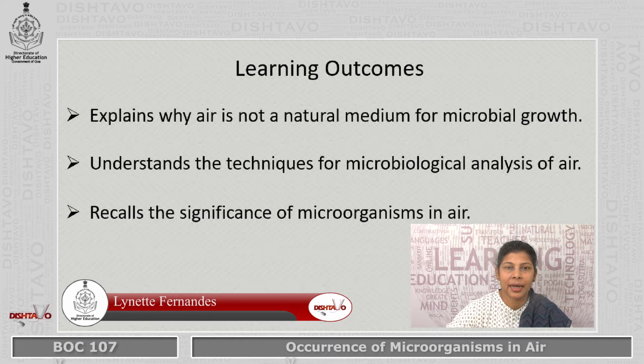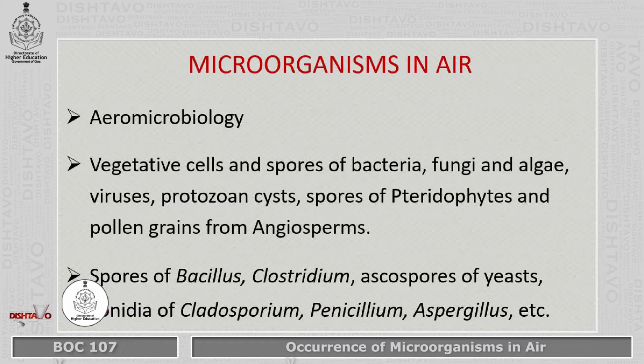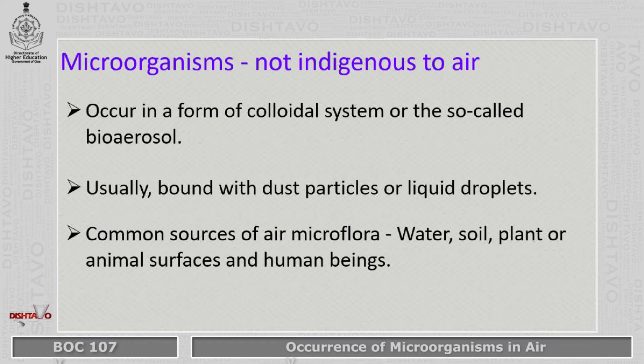The microorganisms present in air are studied under the heading aeromicrobiology. It is an applied aspect of aeromicrobiology. In air, there are various kinds of microorganisms. They might be present in the form of vegetative cells and spores. So vegetative cells and spores of bacteria are present, fungi and algae, viruses, protozoan seeds, spores of pteridophytes, and pollen grains from angiosperms. Very commonly, we find the spores of Bacillus, Clostridium, ascospores of yeast, conidia of Cladosporium, Penicillium, Aspergillus, etc.